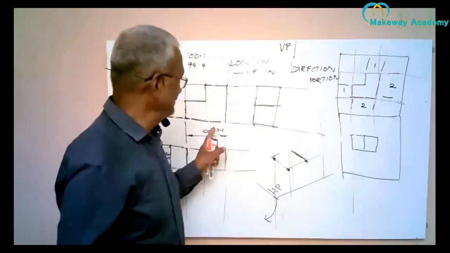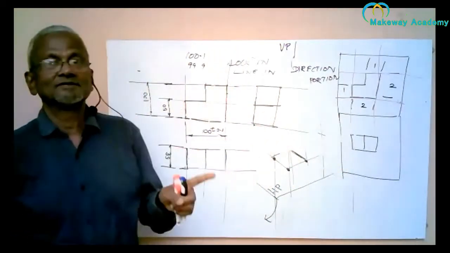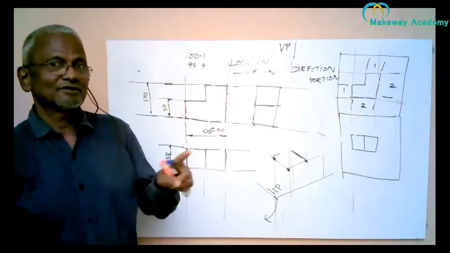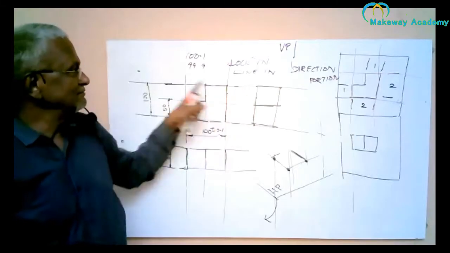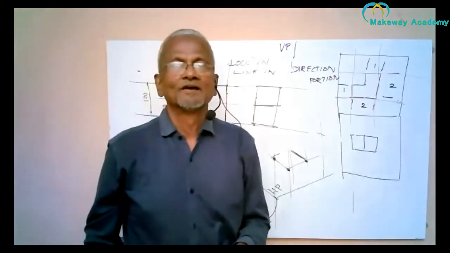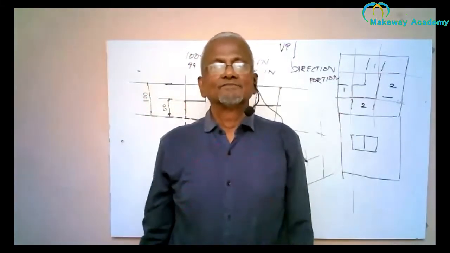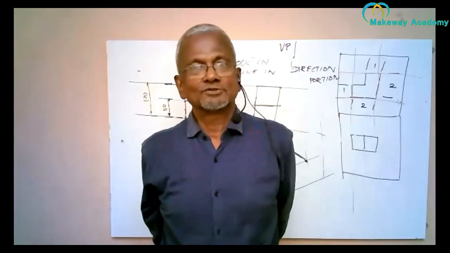Suppose I draw the same three views using third angle projection, what will happen is the top view will be placed above the front view, and the left side view will be placed on the left side. And then they give symbols. So confusion should not be there.